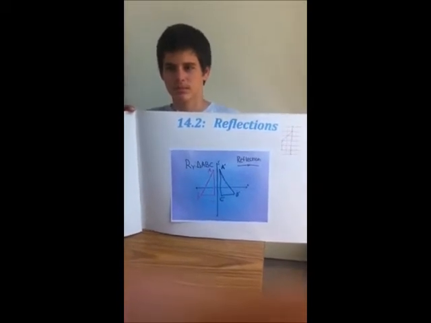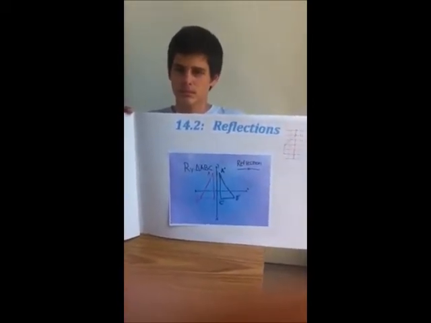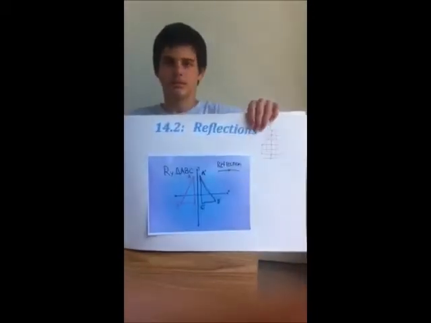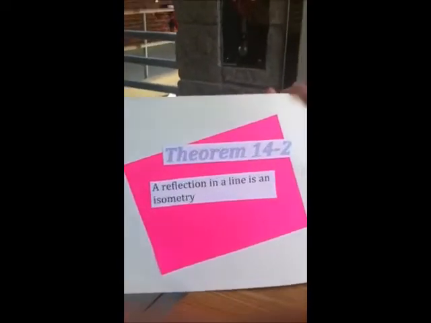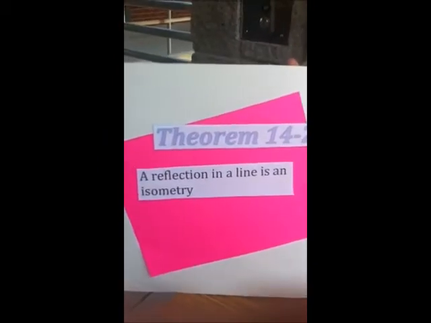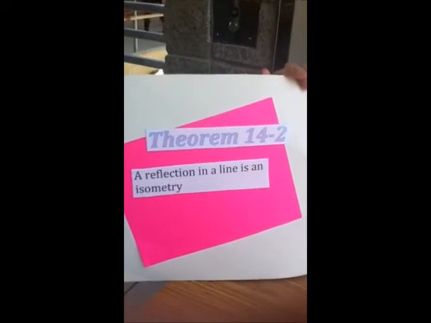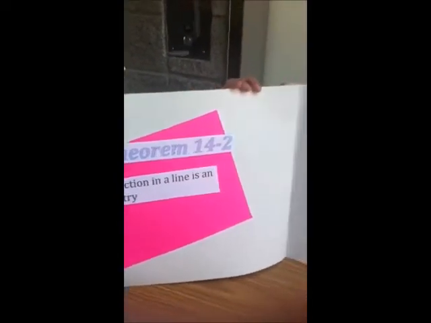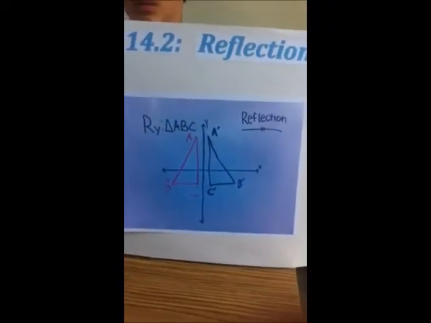This lesson is 14.2, which is about reflections. And reflection means that it's reflecting points to their images. Theorem 14.2: a reflection in a line is an isometry, which means that a figure that is reflected on a line is congruent. And this picture is an example of a reflection.